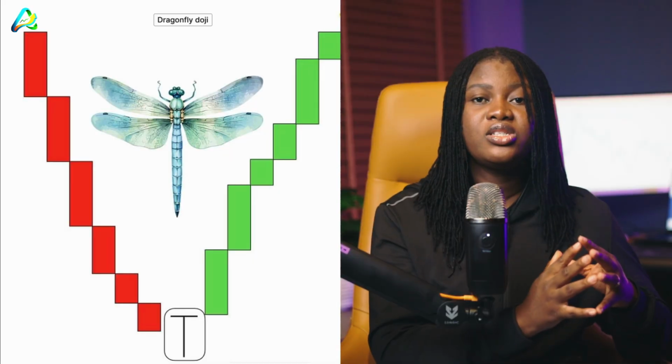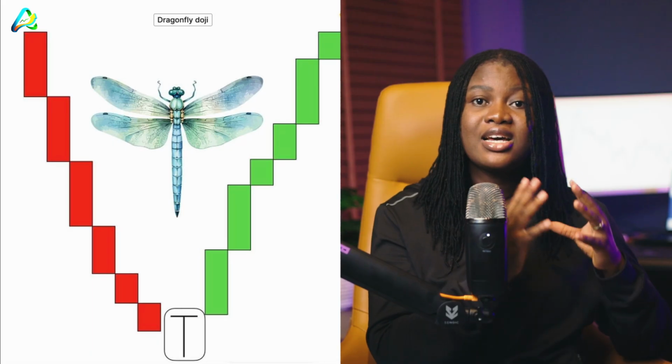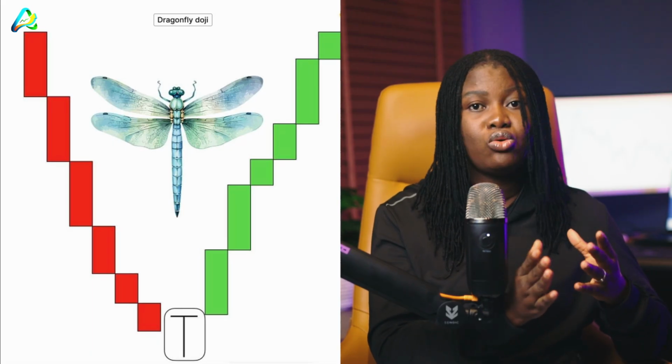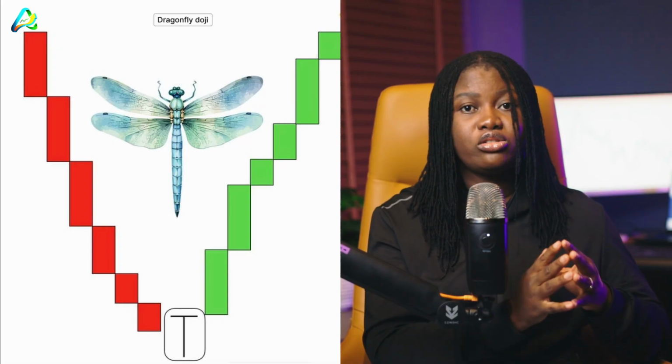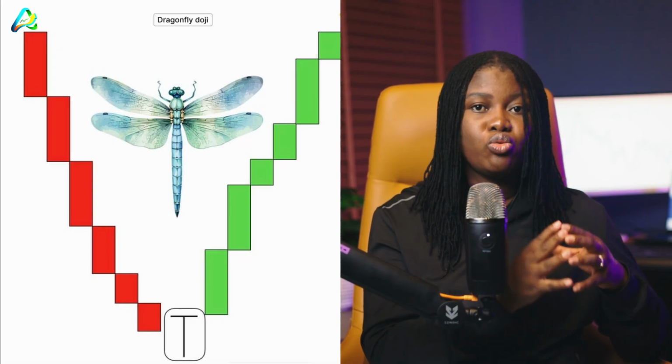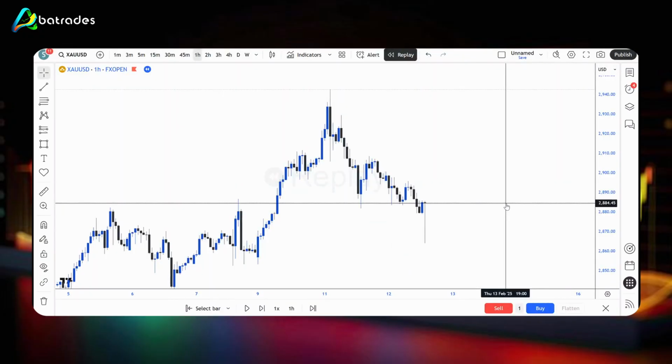Now, when you see the dragonfly doji form at support zones, at swing low zones, at the higher low zones, right? Or you see them form at the bottom of a trend. It tells you as a trader that the market is getting ready to buy, right? And this is how you can trade the dragonfly doji, right?